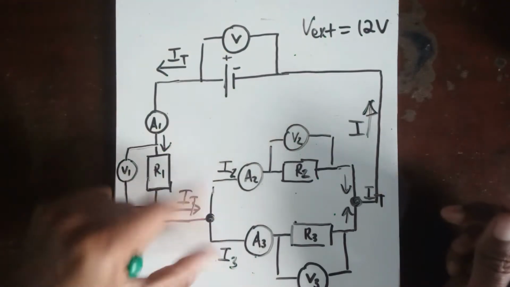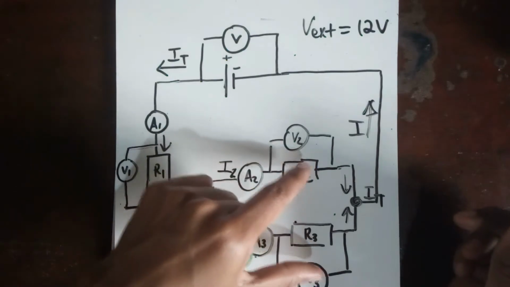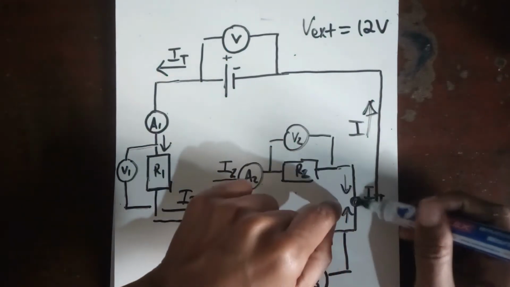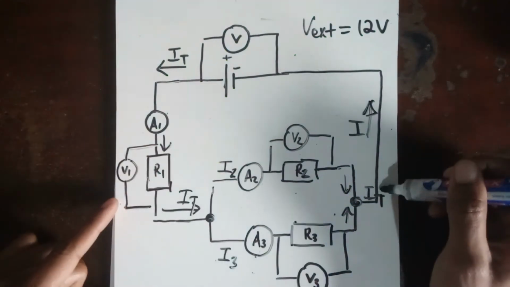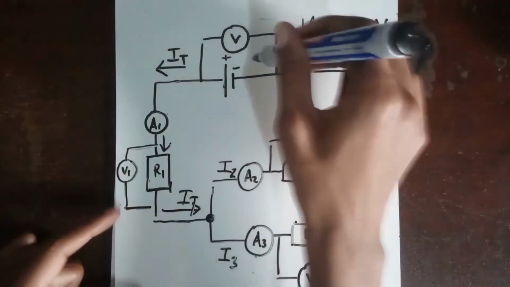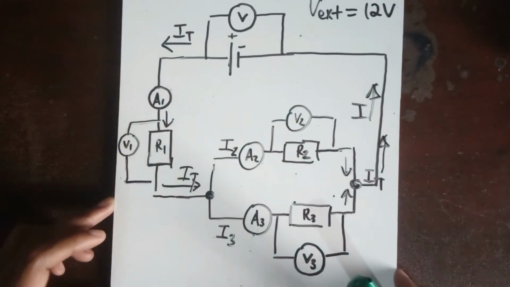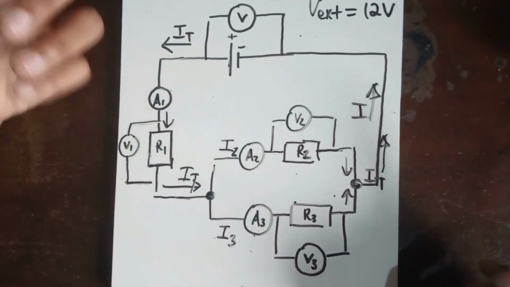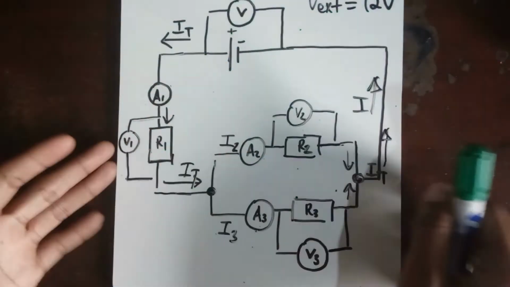It splits on the side because these resistors are now connected in parallel, and then at the node they come together to form IT again, which will also flow through our entire circuit. Hoping that is making sense. So it's always about following the direction of the current. How does current move through the circuit?